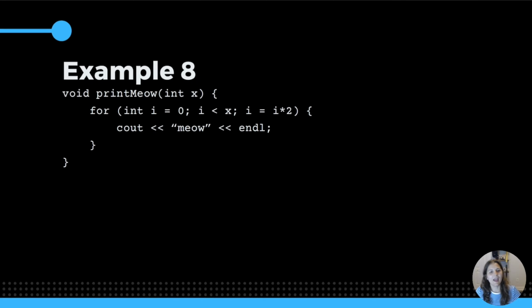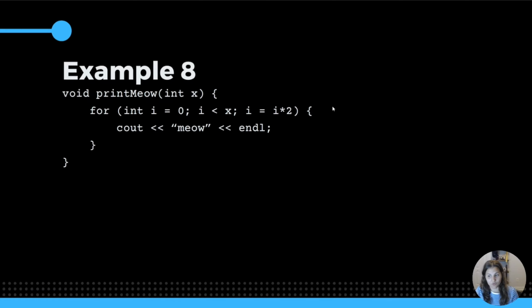So let's look at one more example. This example is called print meow. In this case, we're taking print meow and we're taking in an x, and we're going to print it out. We iterate through i equaling 0, i is less than x, and then i gets incremented where it doubles.